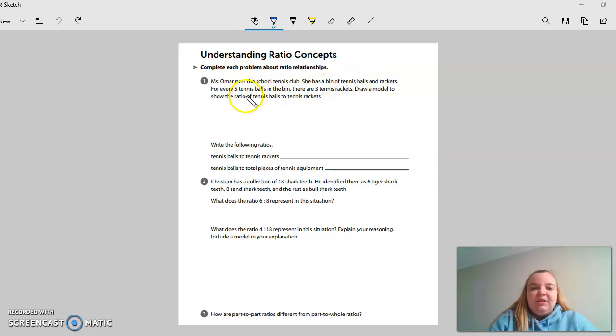So if you read the first one, we are comparing tennis balls to tennis rackets. So this is a part-to-part ratio, where part of it is tennis balls and part of it is tennis rackets. So right down here, the tennis balls to tennis rackets is part-to-part. There are also part-to-whole ratios, which is what the next one is saying. This is a part, tennis balls, and the whole are the total pieces of tennis equipment. So you would add the tennis rackets and the tennis balls to get the total number of tennis equipment.